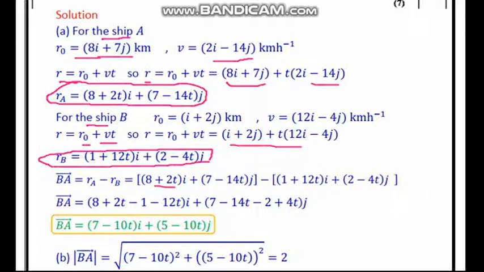8 plus 2t minus 1 plus 12t. So the minus will be distributed, it will be minus 1 minus 12t, as you know. Then do 7 minus 14t minus the second component and distribute the negative: negative 2 plus 4t. Then simplify to get BA equals (7 minus 10t)i plus (5 minus 10t)j. I hope you got it. Let's see the next part.